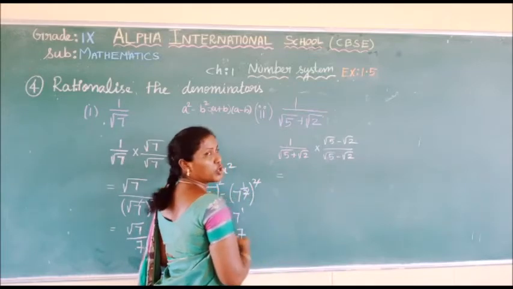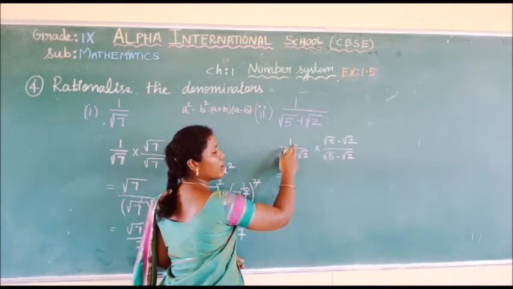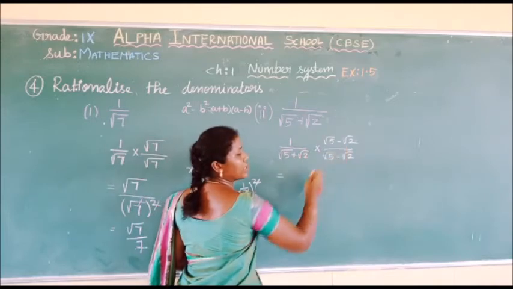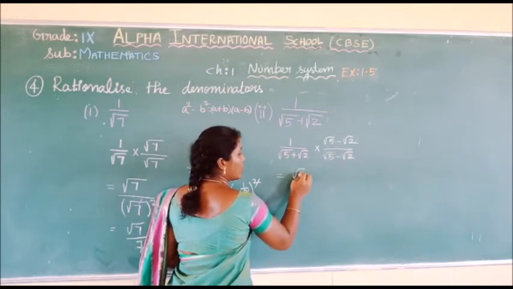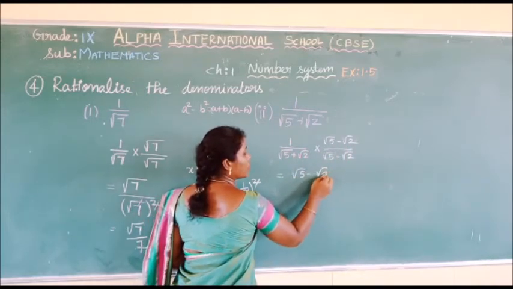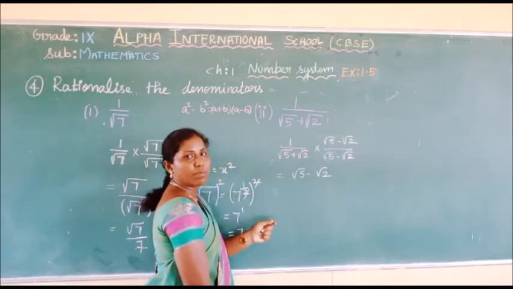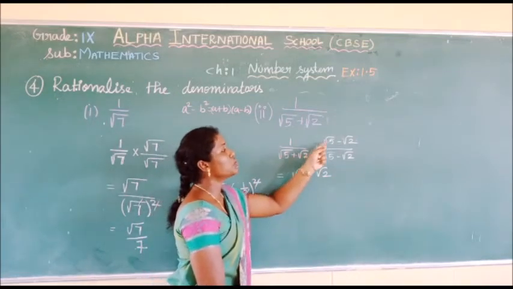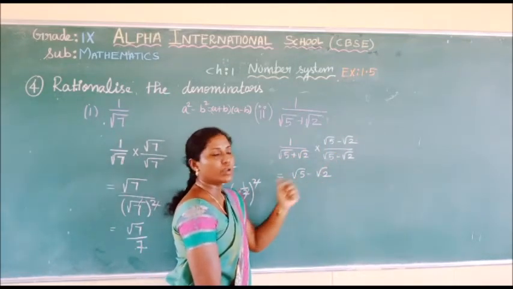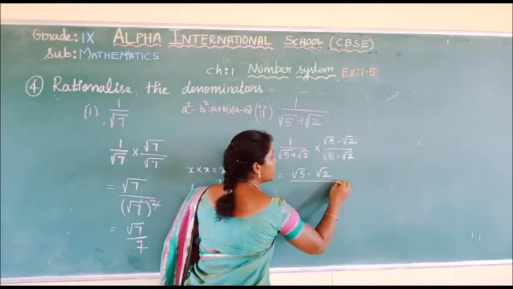Now, what is the step? I have to multiply the numerator. What is the numerator here? 1 into root 5 minus root 2, that is root 5 minus root 2, because 1 into any number is the same number only. So 1 into root 5 minus root 2 is root 5 minus root 2, by... what about the denominator?